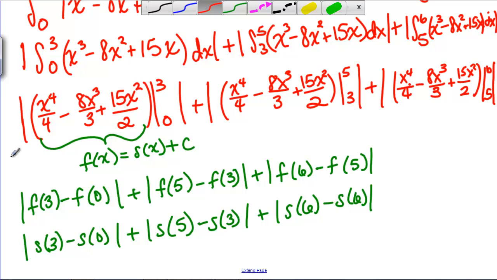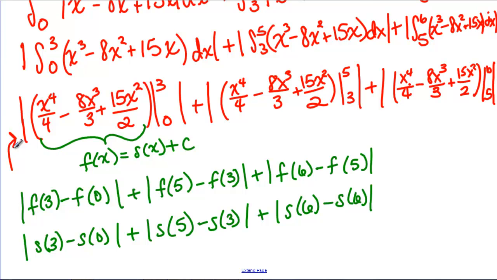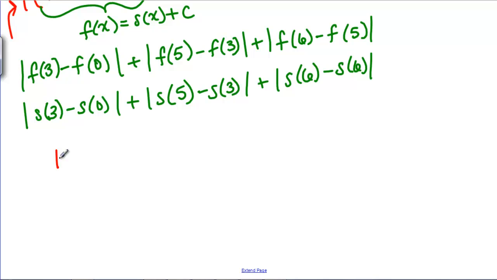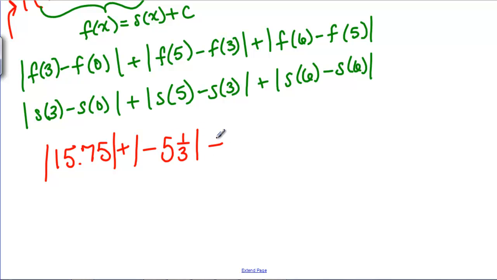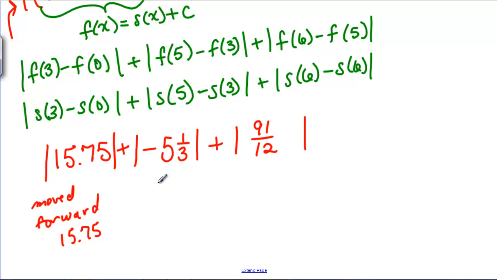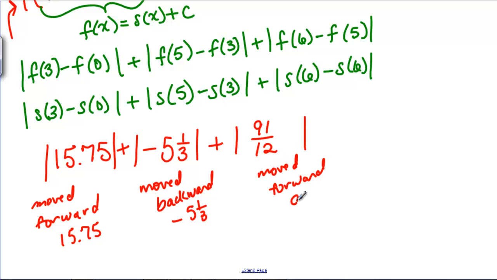So if we go back to our equation here, where we need to plug in all the points, and we pull out our handy-dandy calculator and plug them all in, we're going to get, for the first interval from 0 to 3, the absolute value of 15.75 plus the absolute value of negative 5 1/3 plus the absolute value of 91/12. So what this is telling us is that our function, whatever it was, whatever our object was, it moved forward 15.75, and then it moved backward negative 5 1/3, and then it moved forward 91/12.